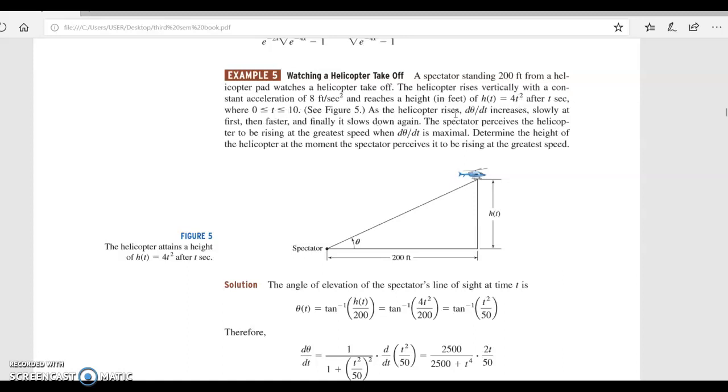As the helicopter rises, d theta by dt increases slowly at first, then faster, finally it slows down again.